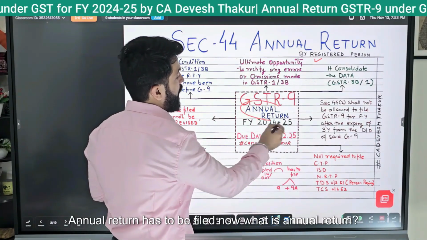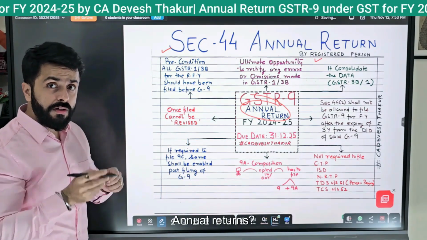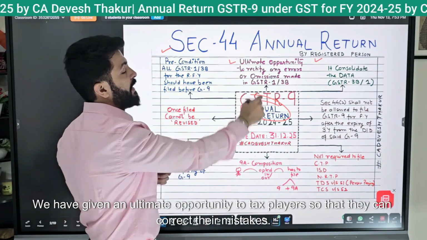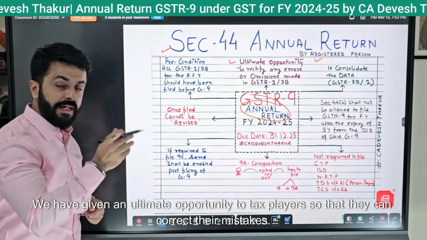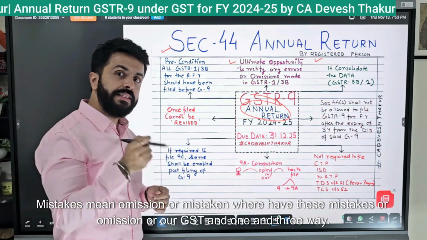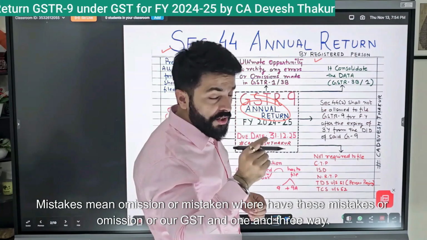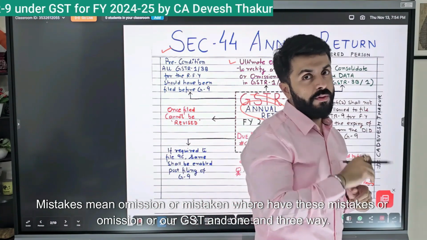Today we will see GSTR-9 Annual Return for the financial year 24-25, section 44. The annual return has to be filed now. What is an annual return? In the annual return, we have given taxpayers an ultimate opportunity to correct their mistakes. Mistakes mean omissions or errors in our GSTR-1 and GSTR-3B.